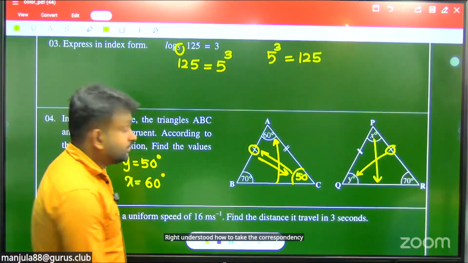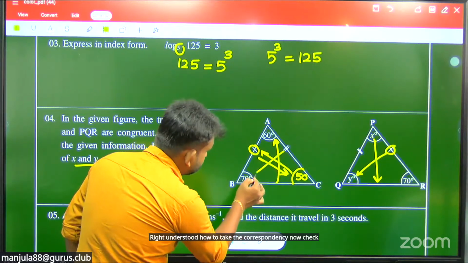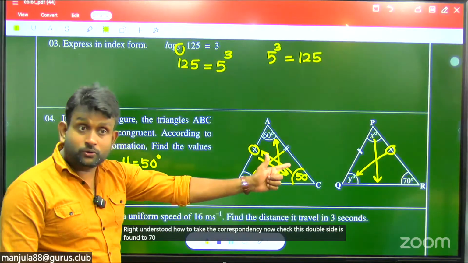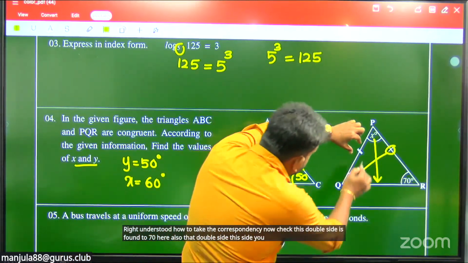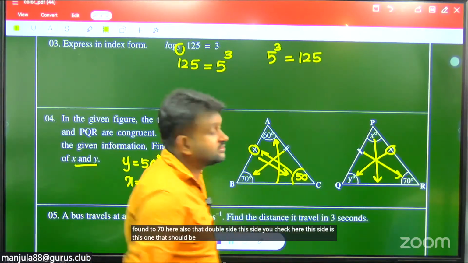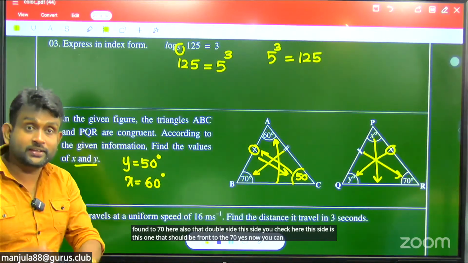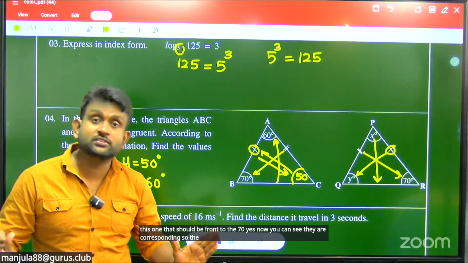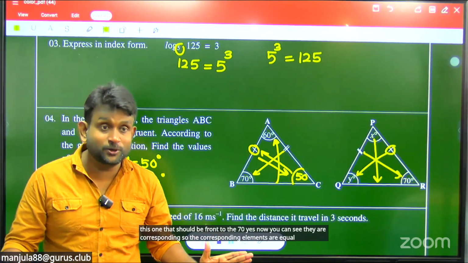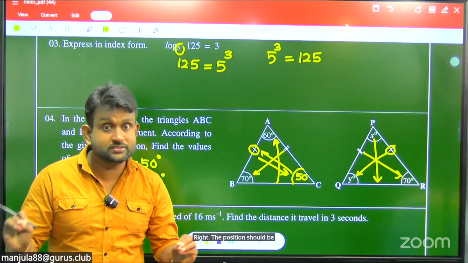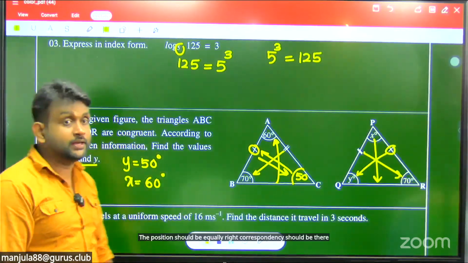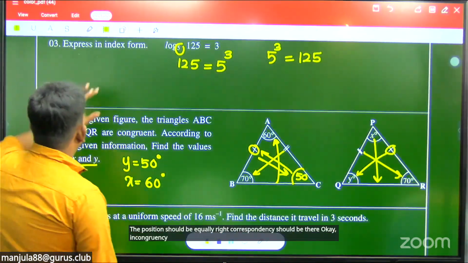Now check this double side is front to 70. Here also that double side, this side, you check here, this side is this one. That should be front to the 70. Yes. Now you can see they are corresponding. So the corresponding elements are equal, not just any elements equal. The position should be equal. Correspondency should be there. Okay, in congruency of triangles.